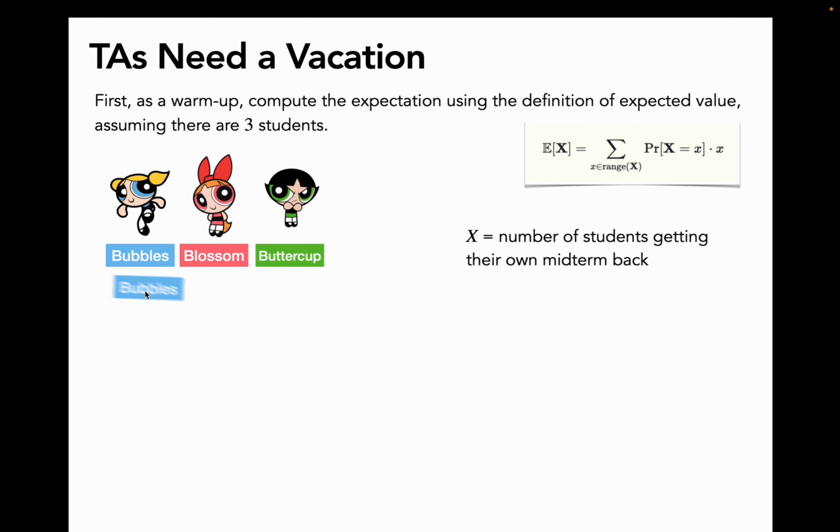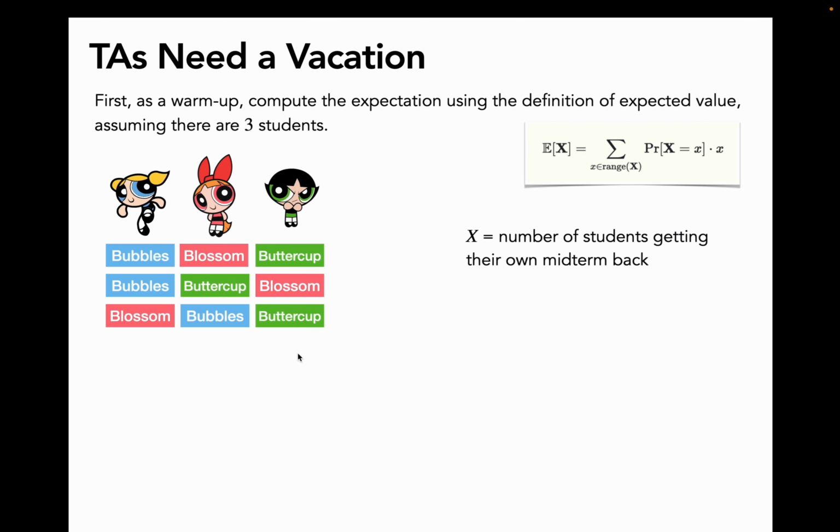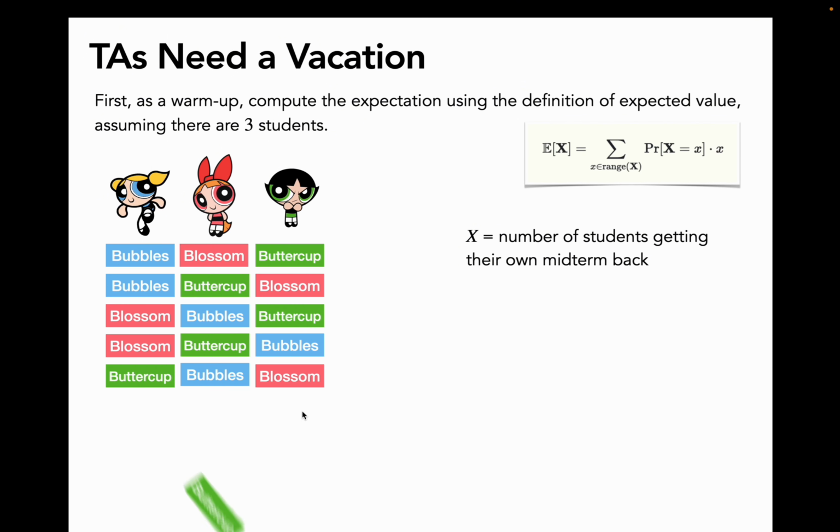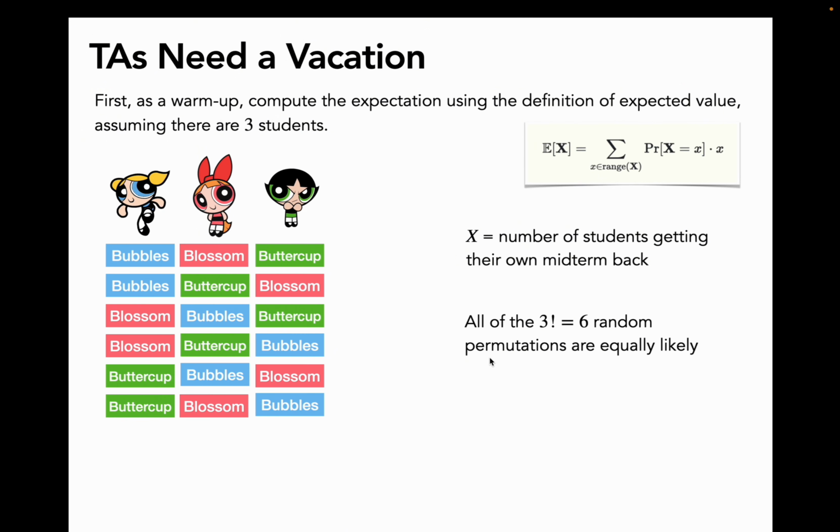We could hand Bubbles back her paper, but then we swap up the last 2. We could hand Blossom and then Bubbles, and then Buttercup does get her own. And like this, we can enumerate all of the other possibilities. In total, since there are 3 girls, there are 3 factorial or 6 different possibilities. And notably, all 3 factorial, all 6 of these permutations are equally likely since we randomly divvied up the papers.